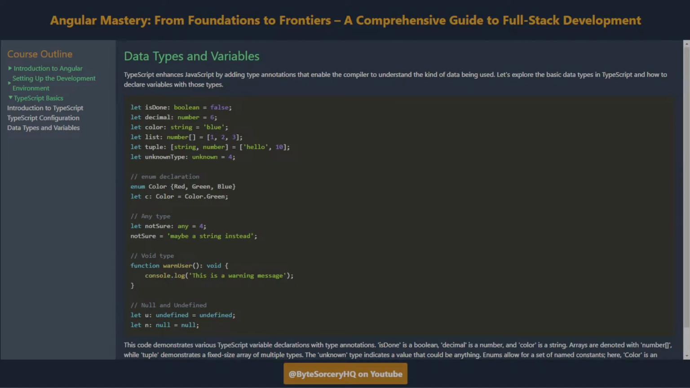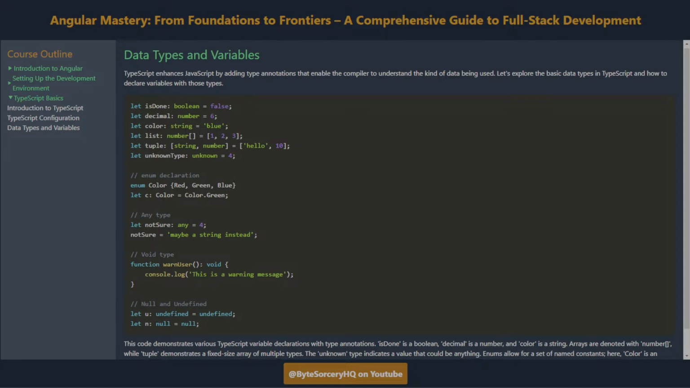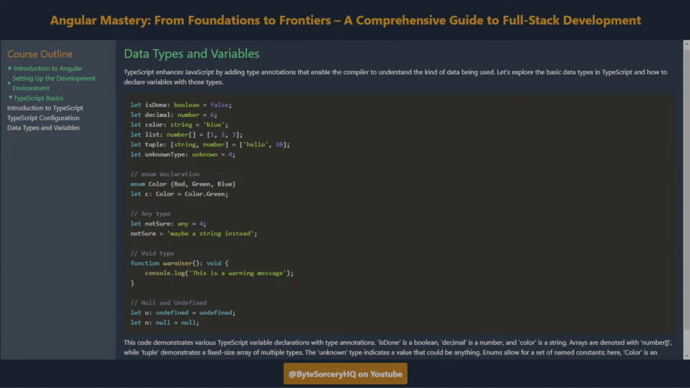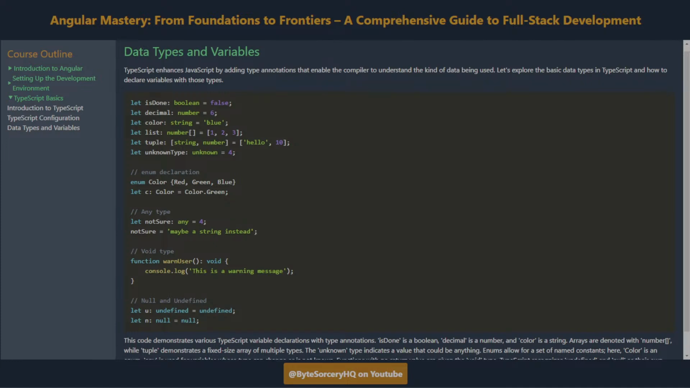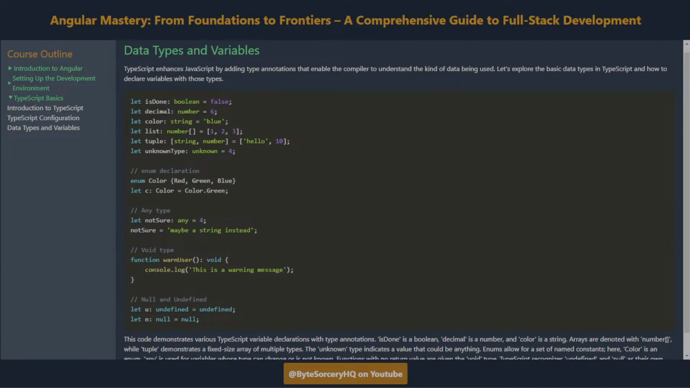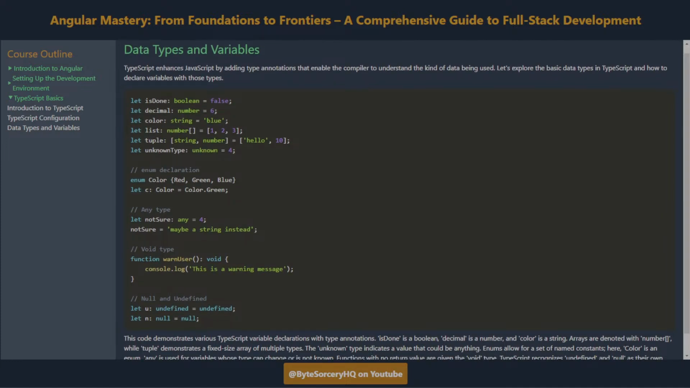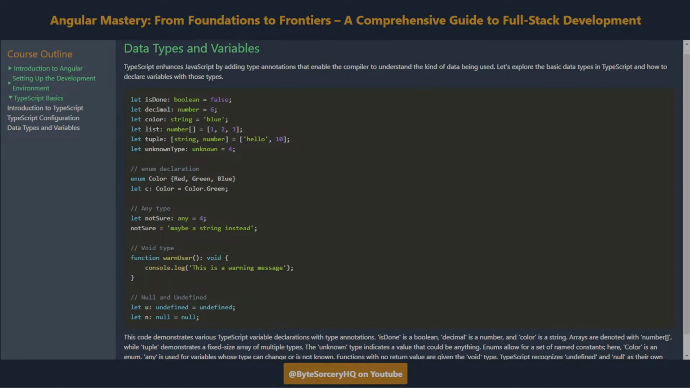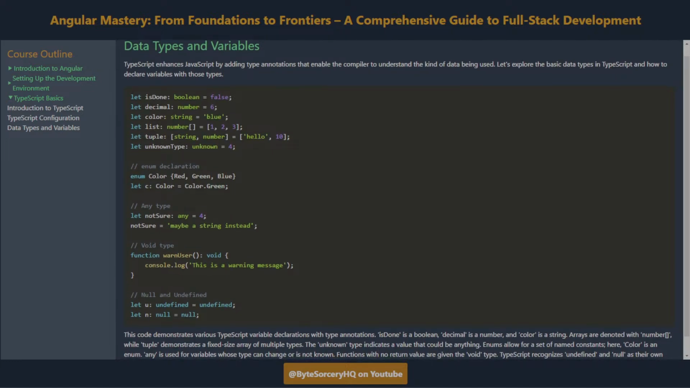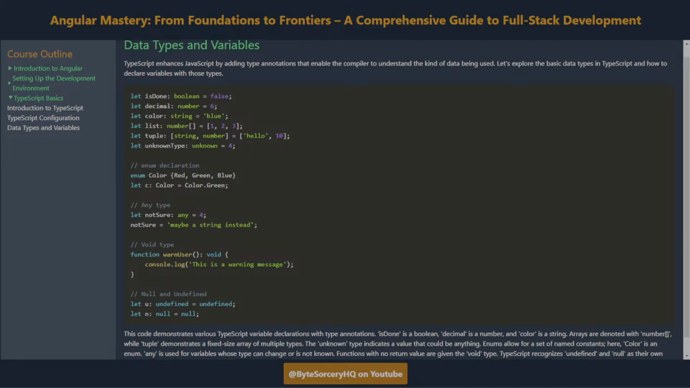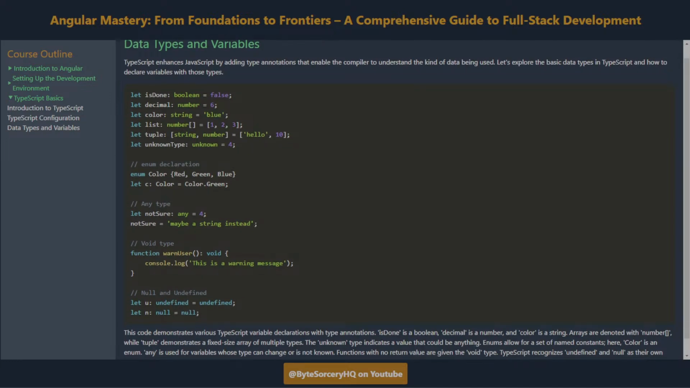Data types and variables. TypeScript enhances JavaScript by adding type annotations that enable the compiler to understand the kind of data being used. Let's explore the basic data types in TypeScript and how to declare variables with those types. This code demonstrates various TypeScript variable declarations with type annotations. isDone is a Boolean, decimal is a number, and color is a string.